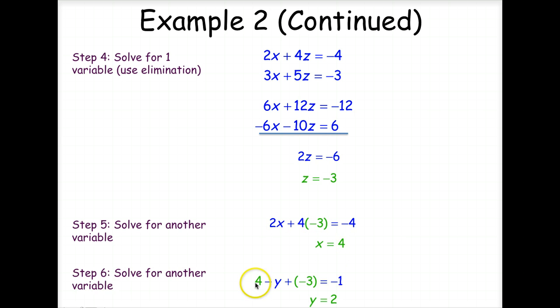Now we go back into an original equation. Plug in our x and -3. We're going to substitute for z. So y is equal to 2. So our ordered triple, x, y, z, is 4, 2, -3. Very well done. You're ready to work on the lesson.